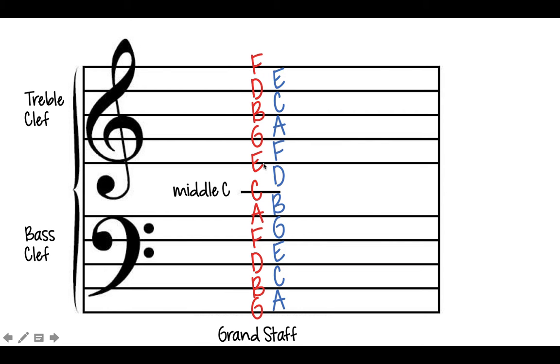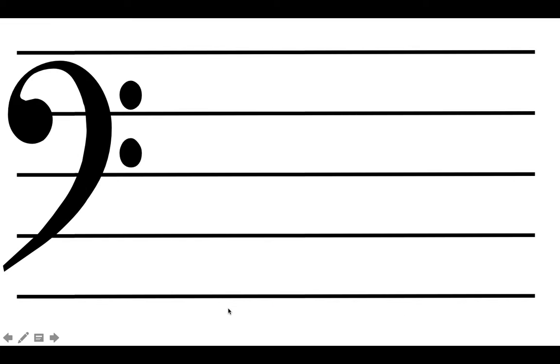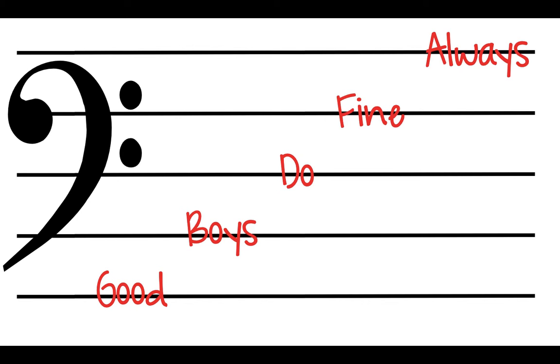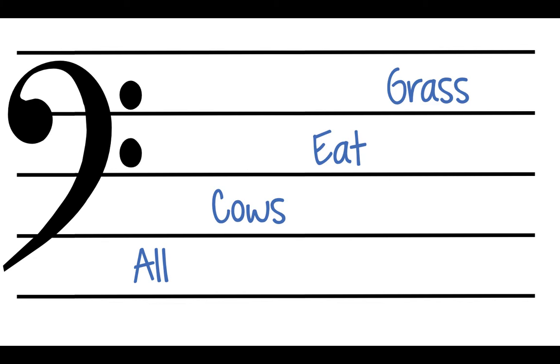Our bottom line is G. Unlike the treble clef, where our bottom line was E. So I'm going to back up, bottom line E. Now at the bass clef, it's G. That's just how it works out. So we have a new sentence that we have to remember. Good boys do fine always. And then for our space notes, it does not spell out face. Our bottom space is A, so we have all cows eat grass.